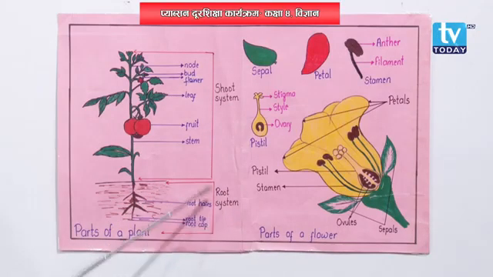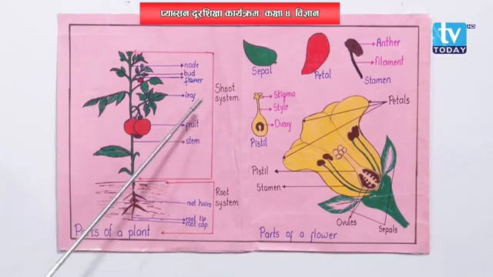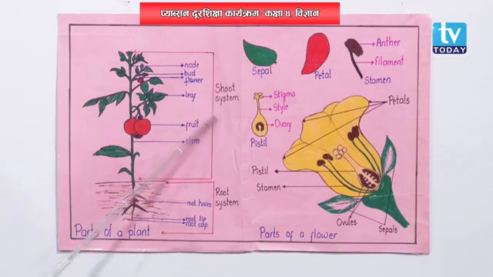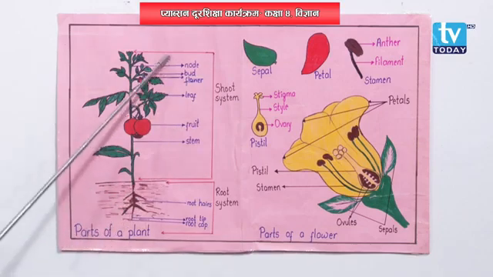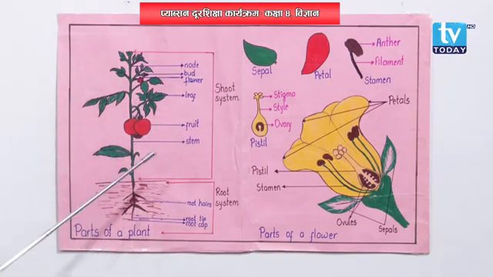Root system means the part of the plant that lies underground, below the soil, below the ground, whereas shoot system means the part of the plant that lies above the ground, that we can see. But roots of a plant cannot be seen, as they lie below the ground.